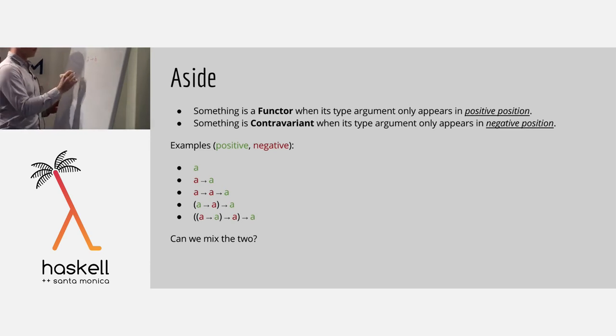Okay. Would anyone like to guess what the polarity of C is in this type? Positive. B? Negative. A. Also negative, right? And if it's not clear why A is also negative, think of it like this. You can always curry these things. Uncurry, actually. Okay, let's do a more interesting example. So we had A to B to C. If I parenthesize like this, this is still positive because it's on the right-hand side still.